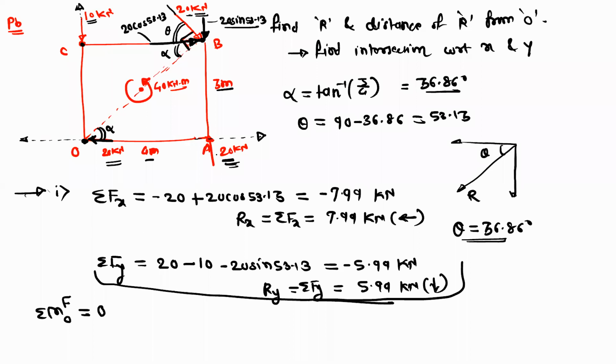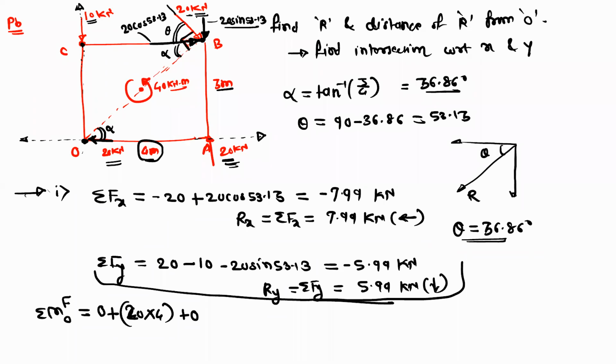Second is 20 kilonewton in the y direction. Its perpendicular distance is 4 meter. So the moment will be 20 into 4, and this is in the anti-clockwise direction. So it is positive. Next is 10 kilonewton. Again the line of action of this 10 kilonewton will pass through the point O. So that moment will be 0.